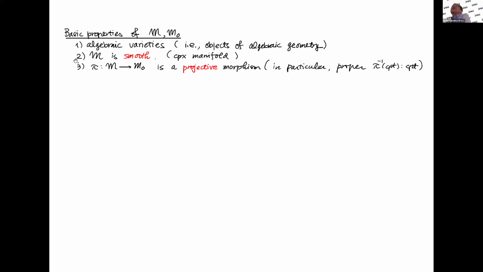And the second is more important. This M, the quotient of the stable points by G, is a smooth space. So in particular, this is a complex manifold.